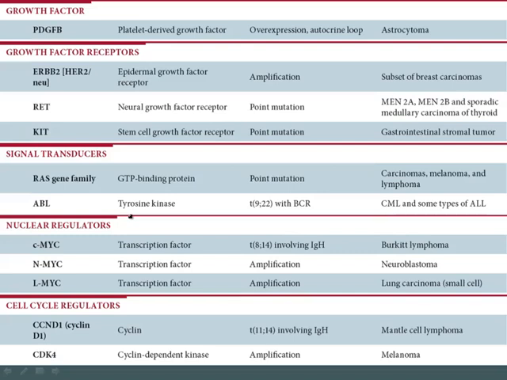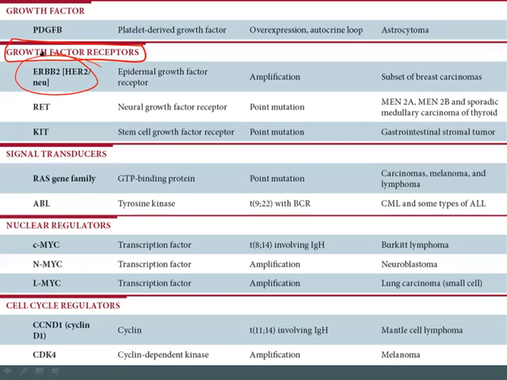Now, what are some important growth factor receptors that can become mutated, and what tumors are they associated with? Well, one of the very high yield growth factor receptors is HER2/neu. All right, HER2/neu is a growth factor receptor. It's an epidermal growth factor receptor that is amplified in a subset of breast cancers. And why is this important to be familiar with? Because it ties back into pharmacology.